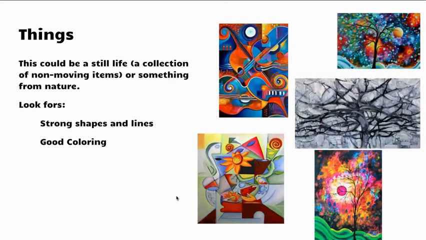Now we have things. This could be a still life, a collection of non-moving items, or something from nature. Look for strong shapes and lines and good coloring. Notice how nice and bright and bold the colors are. While this example is a good example of abstract art for a tree, it's not very colorful, and we do want color in this. So remember to follow directions and have good coloring.